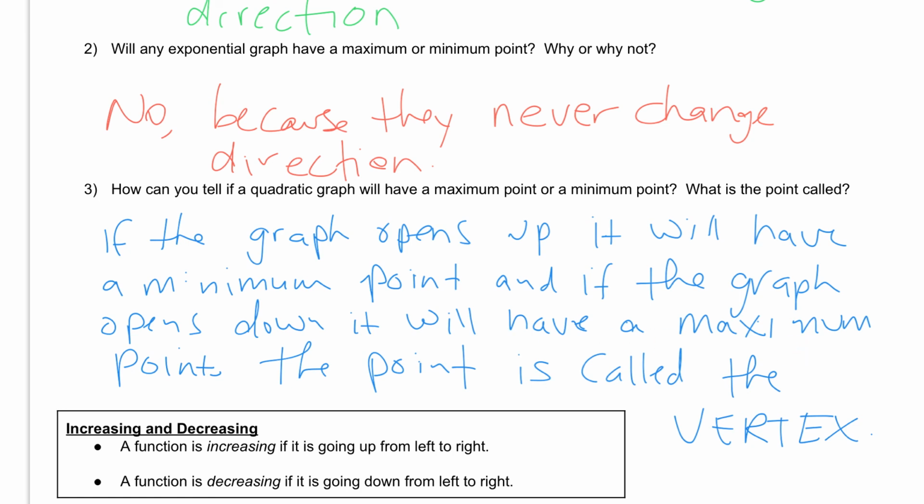So let's just draw a quick little picture. If it's opening up, we have a parabola that looks like this, and that point right there, which is called the vertex, is going to be that minimum point. And if it opens down, we have our maximum point, which is on the top. Again, that point is going to be the vertex. If you have questions on this, let me know.